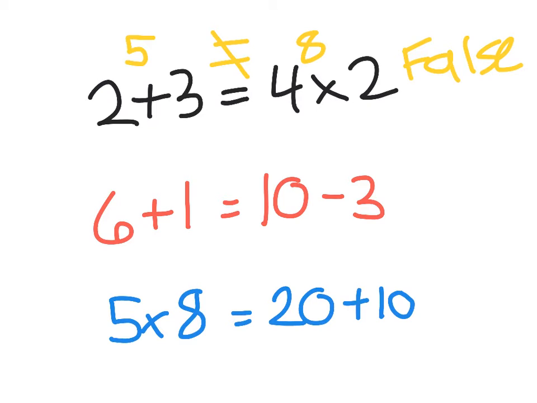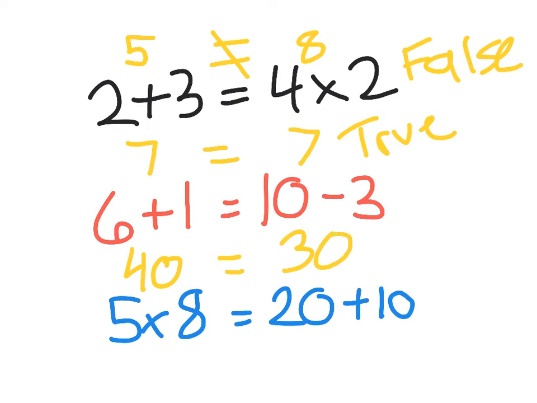Hopefully by this point you've had enough time to solve it. So 6 plus 1 is 7. 10 minus 3 is also 7. Is that equal? Yes, that is equal, so that one is true. And on the last one, 5 times 8 I know is 40. And does that equal 20 plus 10? 20 plus 10 is 30. So that is not equal, so that is false.